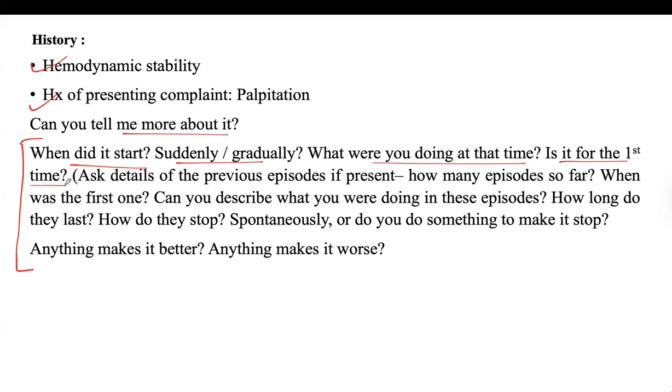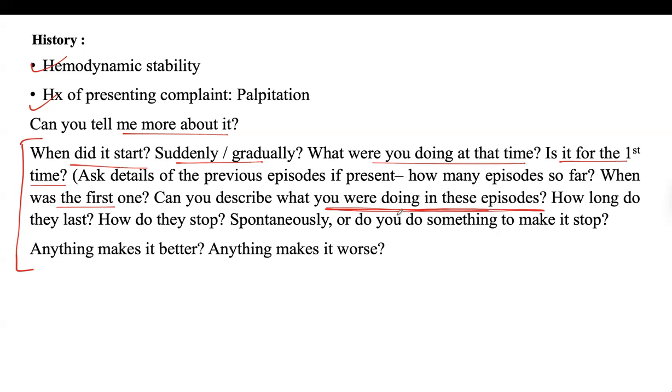Now, if the patient says no, it's not the first time, then you need to ask for detail about the previous episodes. So you will say, how many episodes so far? When was the first one? Can you describe what you were doing in these episodes? So get an idea whether there is any particular situation, any particular place, anything particular that brings on these episodes. Even if you're thinking about panic attack or panic disorder, you need to get this idea from the patient: is there any trigger factor?